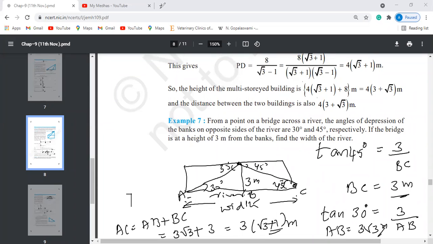Okay, perfect. Smriti, okay, okay, great.